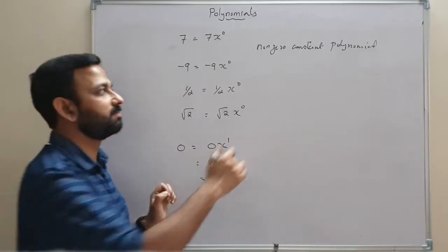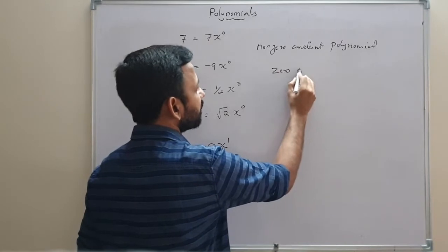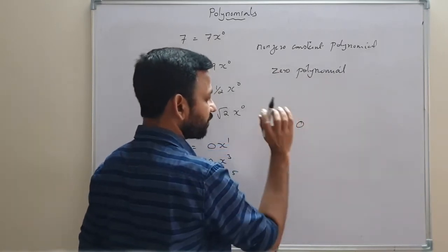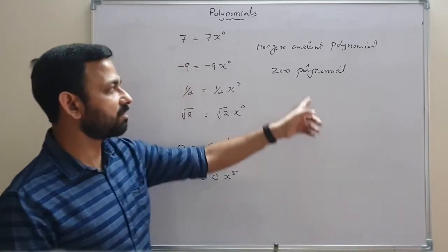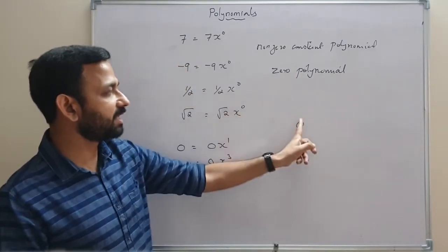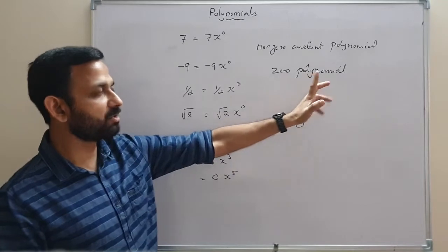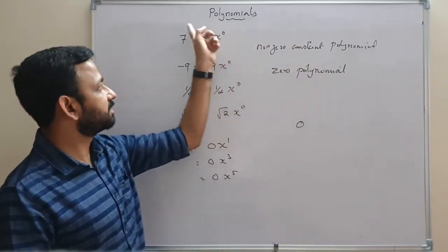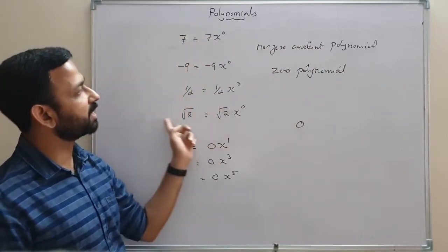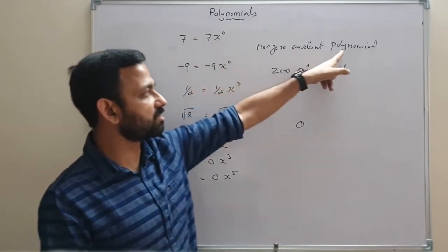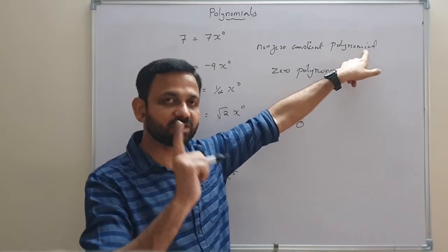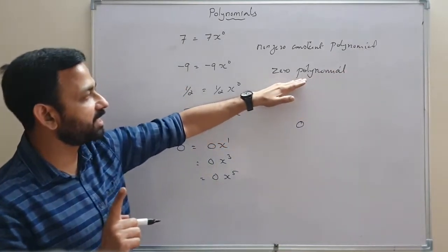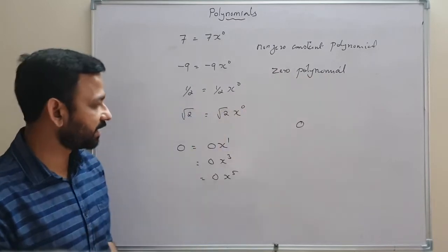0 is a polynomial, and that polynomial is called the 0 polynomial, and the degree of the 0 polynomial is not defined. Non-zero constants are polynomials, and the degree of a non-zero constant polynomial is 0, but the degree of the 0 polynomial is not defined.